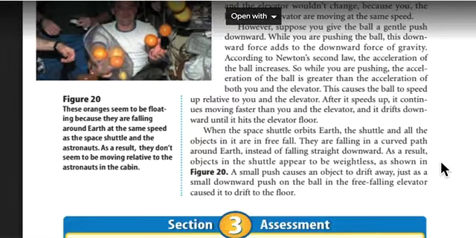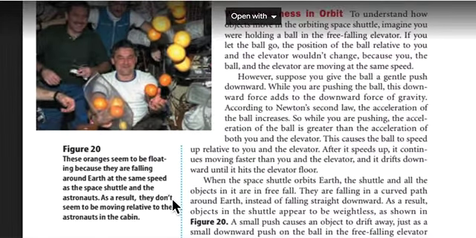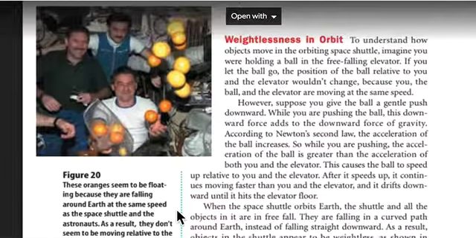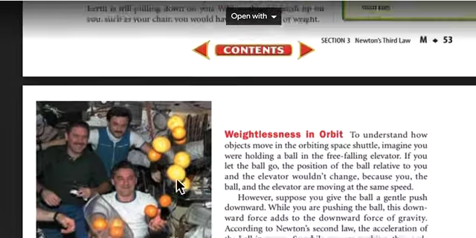A small push causes the objects to drift away, just as the small downward push on the ball in the free-falling elevator causes it to drift to the floor. Figure 20 shows these oranges seem to be floating because they are falling around the Earth at the same speed as the space shuttle and astronauts. As a result, they don't seem to be moving relative to the astronaut in the cabin. So everything's falling, everything at the same time.